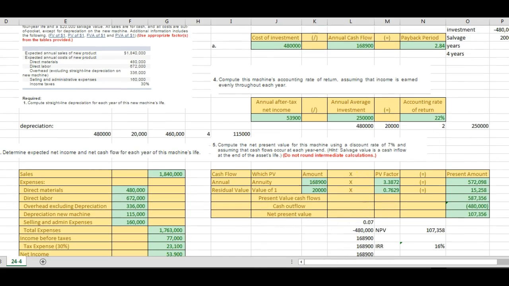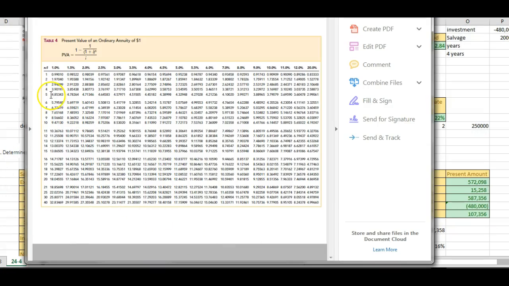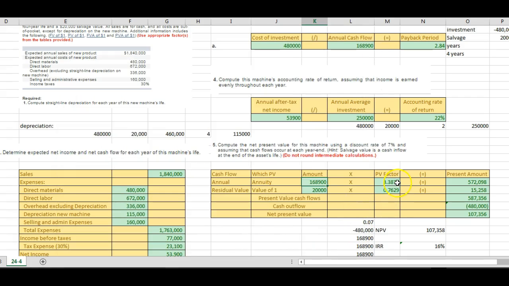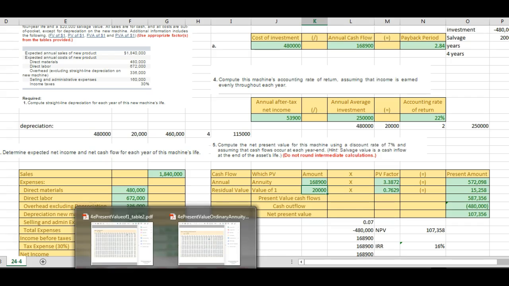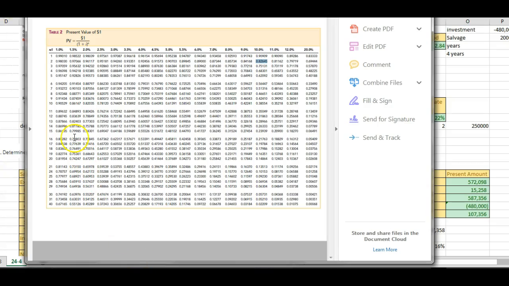Okay, so now let's go look at Table 4. 4 years at 7% comes up with 3.3872. That is our factor, and that's what we've got, 3.3872. There's our factor for the annuity, and then we're going to look at the residual, because we're going to get that back. So the residual comes out of Table 2. And that's going to be 4 years at 7%, and that comes up to 0.7629.